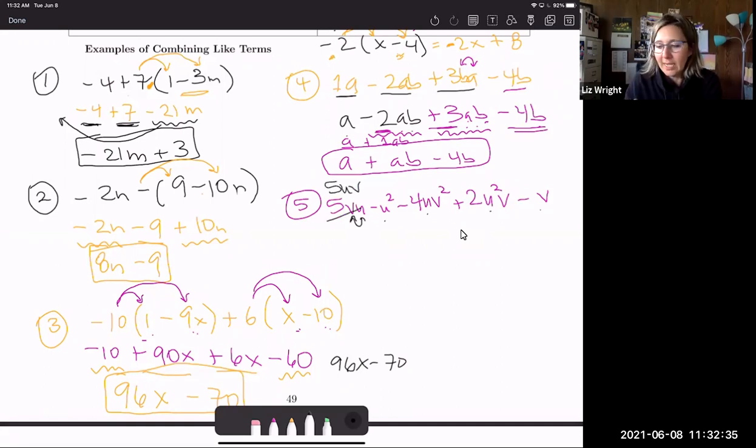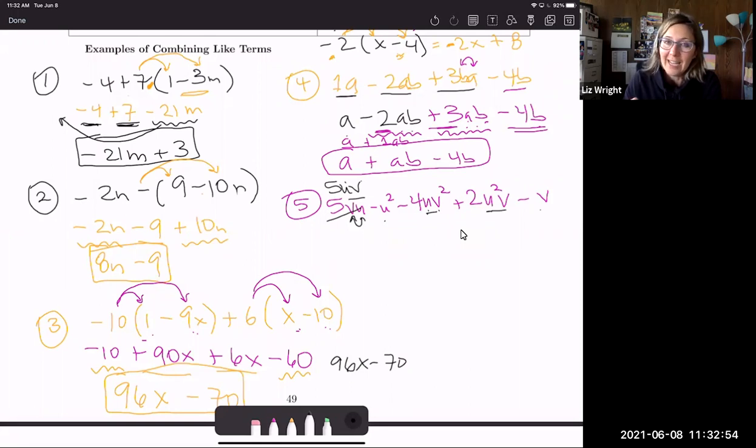And then I look through and say, I don't have any other like terms. I've got a uv, a uv, a uv, but none of them are raised to the exact same power. u is to the first, v is to the first. This one is u to the first, v to the second. And this one's the reverse of it, u squared, v to the first. So there's no like terms.